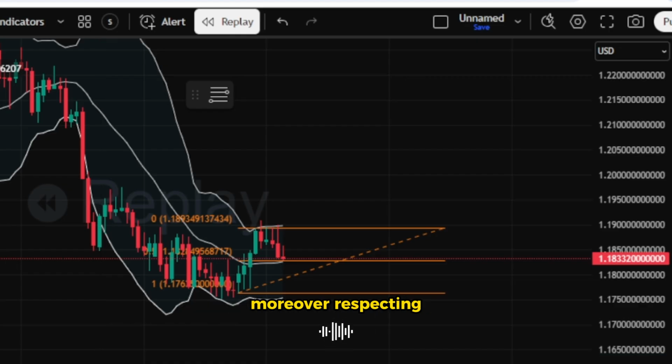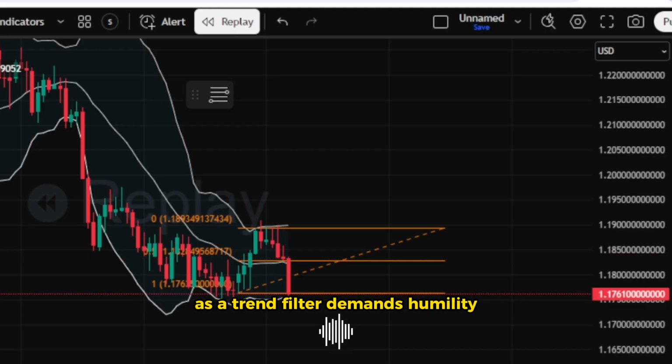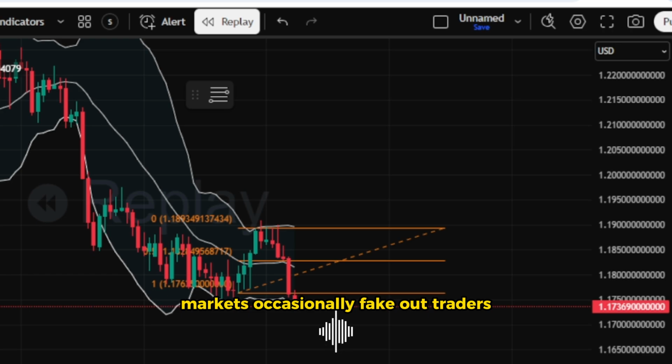Moreover, respecting the integrity of the exponential moving average as a trend filter demands humility. Markets occasionally fake out traders with brief breaches of the middle band before resuming trend direction.